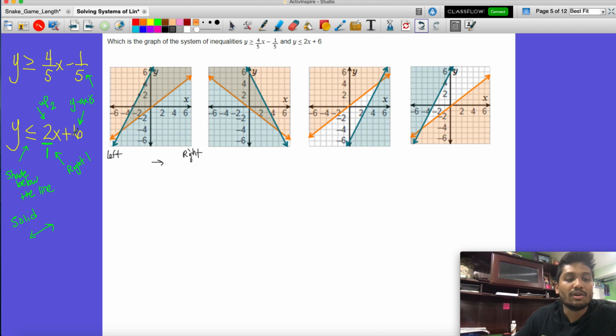This is good. So this is a shade below the line. It looks like we are shading below the line here. Look at that. That's definitely being shaded below the line. And it is a solid line. So this right here might be an answer.